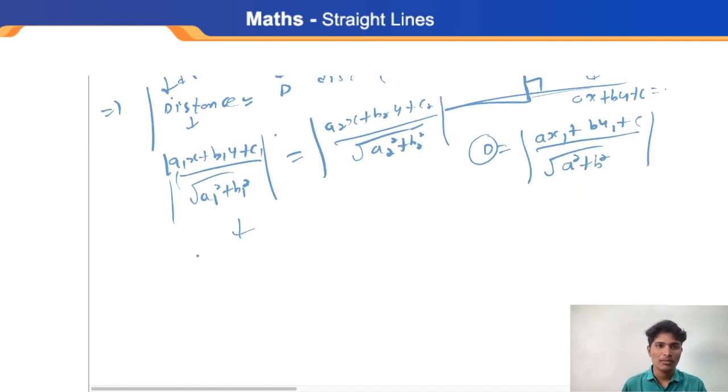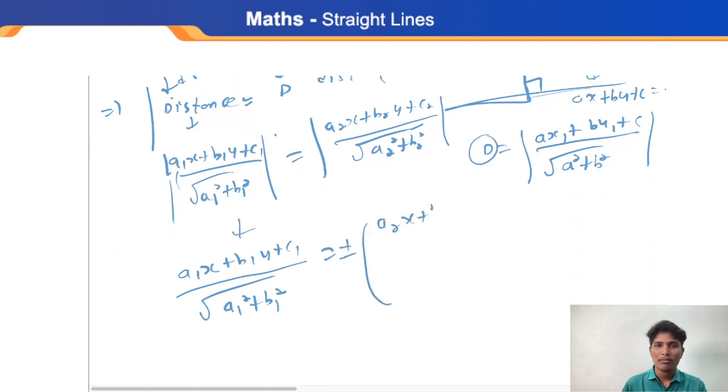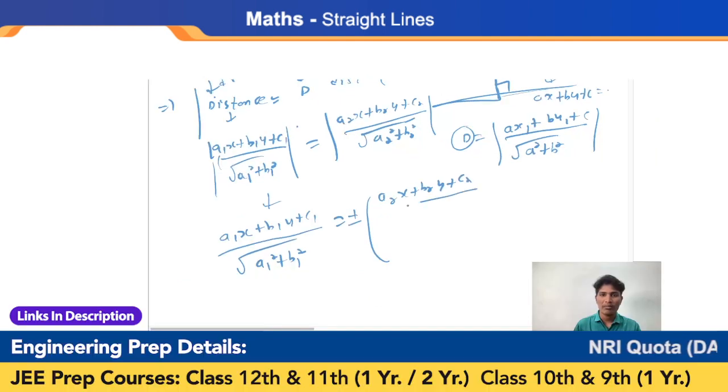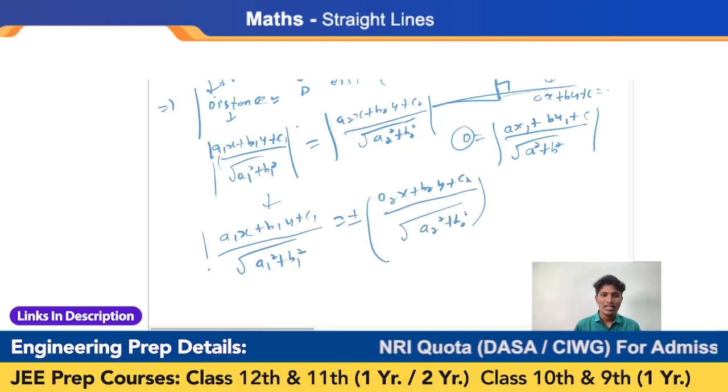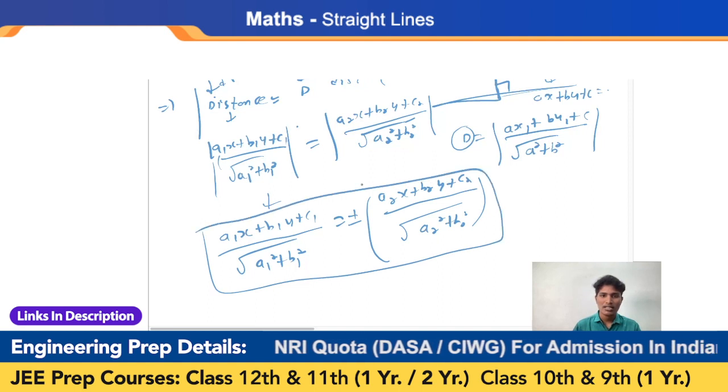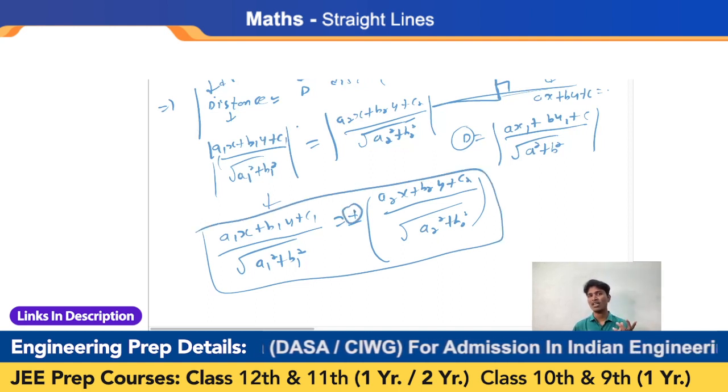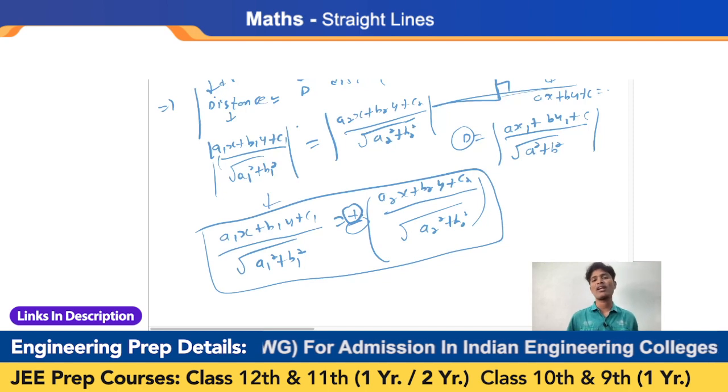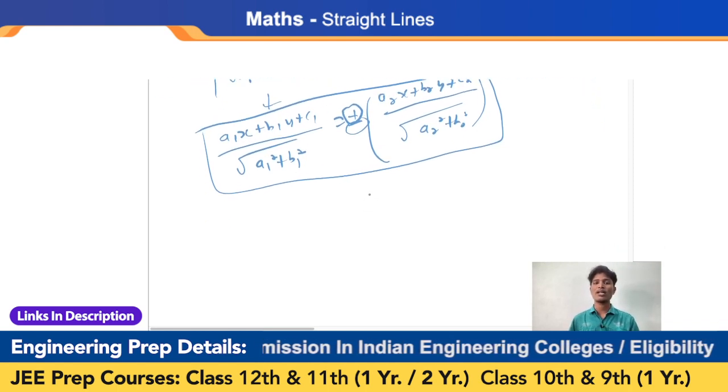If I open this, what will I get? I will get a1x plus b1y plus c1 divided by root of a1 square plus b1 square is equal to plus or minus of a2x plus b2y plus c2 divided by root of a2 square plus b2 square. Yes, this is the equation of bisectors. If I open with plus, I will get one type of bisector. If I open with minus, I will get another type of bisector. When to open with plus and minus?